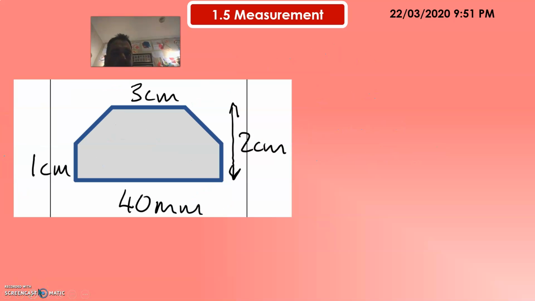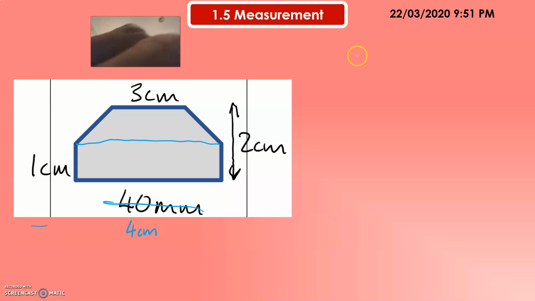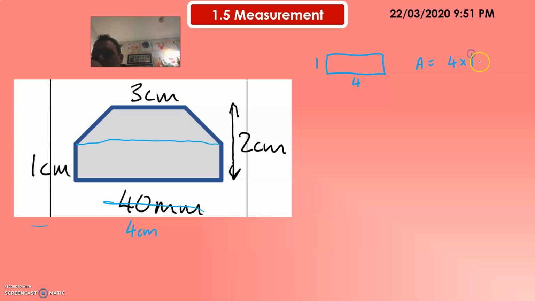Right, this one, I need to identify the fact that it's a trapezium again. There's a rectangle and a trapezium on top. The other thing is we need to convert the units. So that's 4 centimeters, and then make sure everything's right. So we've got our rectangle, which is 4 by 1. So the area is equal to 4 times 1, which is equal to 4.